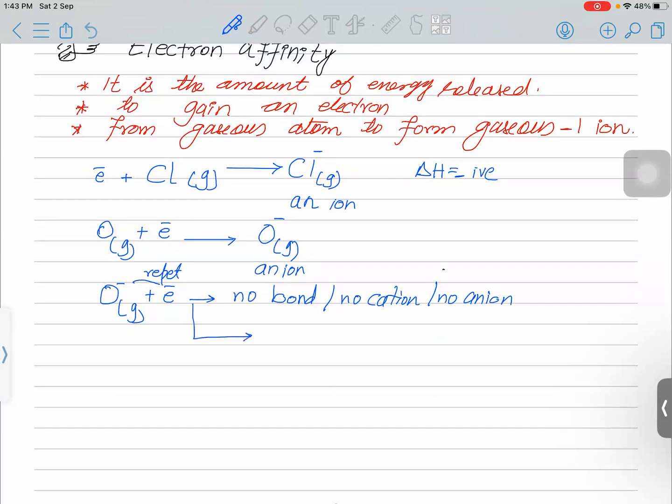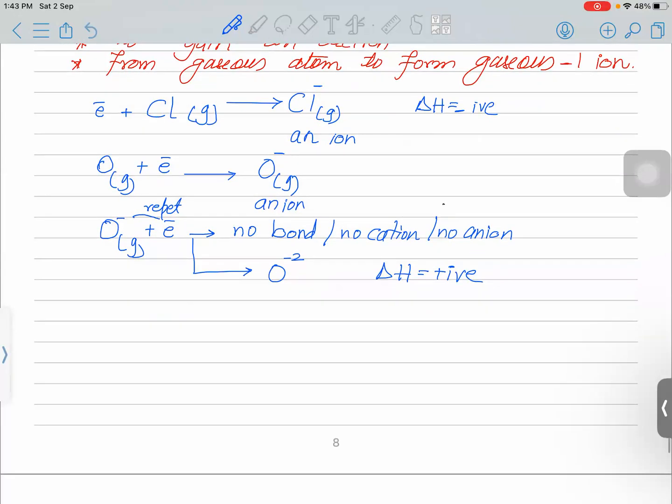If you provide energy, O 2- is formed, but this delta H is positive, because energy is given. So the second electron affinity is positive. Why? Because the electron and anion repel each other. To overcome this repulsion, to gain an electron, energy is required. That's why the second electron affinity is endothermic.